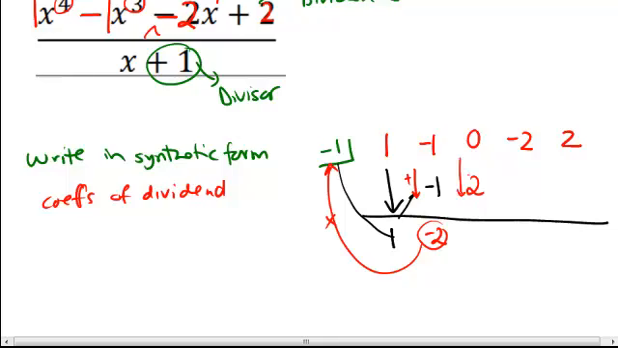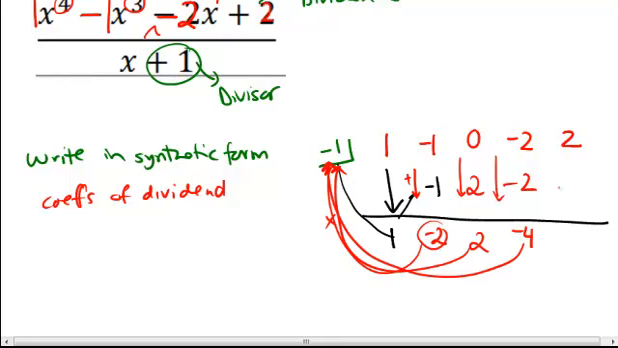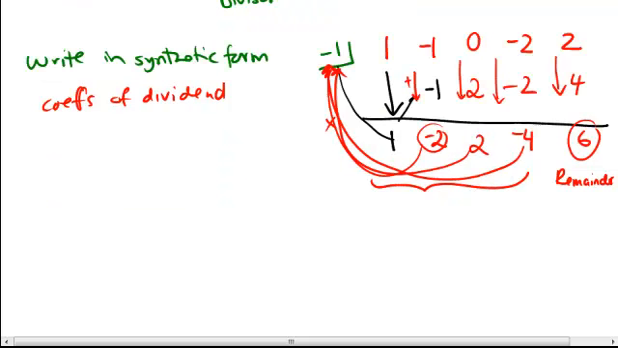You want to add these two, 0 and 2, so you get 2. And then 2 times negative 1 gives you negative 2. Negative 2 plus negative 2, if you add them, you get negative 4. Negative 4 times negative 1 gives you positive 4. 2 plus 4 gives you a 6. This term is always your remainder. And what happens here, these give you the coefficients of your quotient.